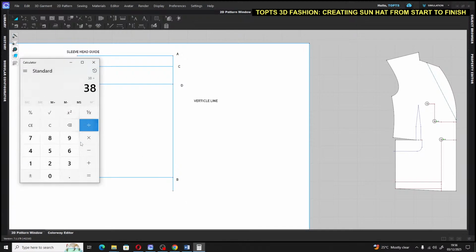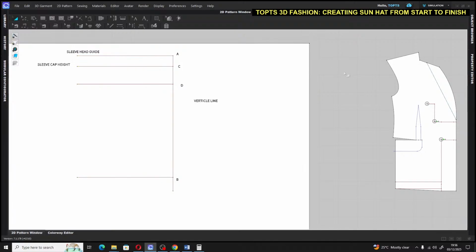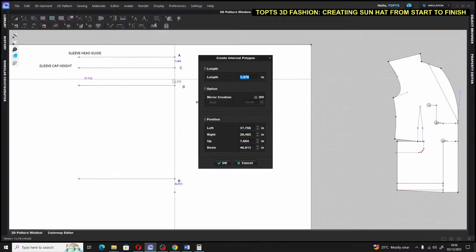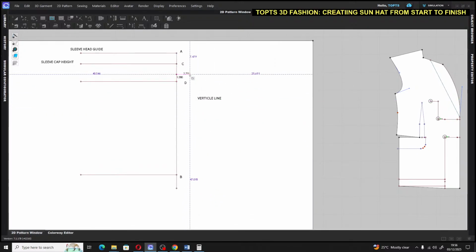38, that's the chest, divided by 24, giving us 1.58. You can ignore the 8 and go with 1.5, but since we are using the software, we're going to go with 1.58. So I come to my pattern, I get my internal line polygon tool, and I go up. That means this time round we are marking upwards 1.58 inches. Then I click enter.